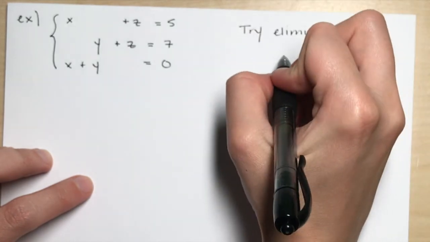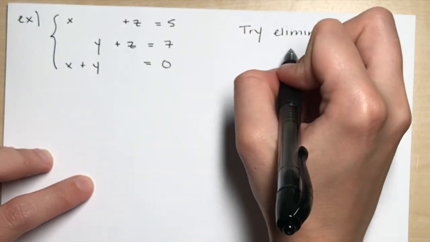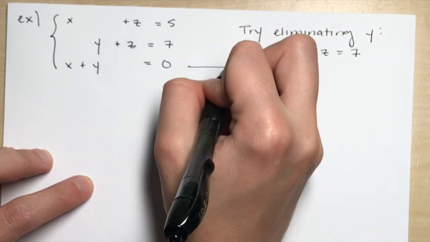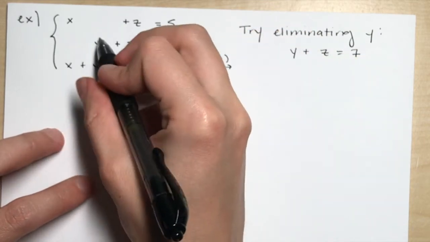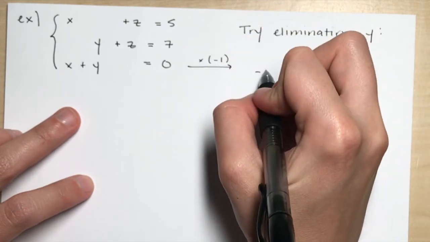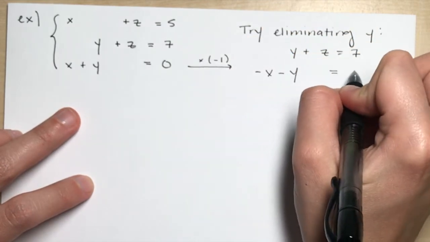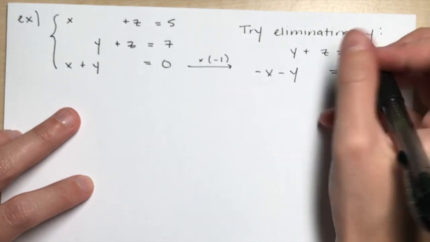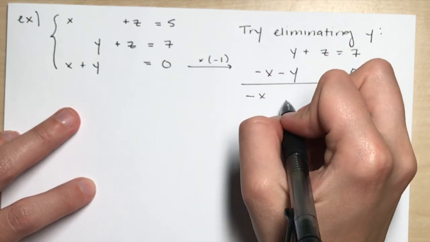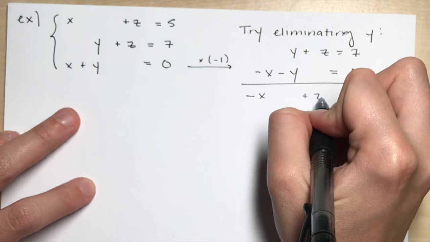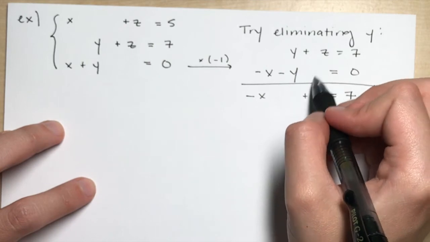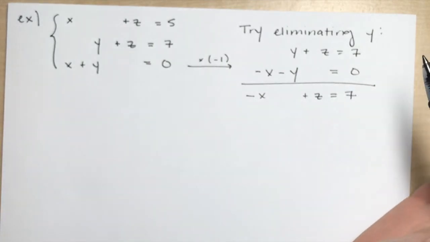So we've got y plus z equals 7. Let's multiply this second equation by negative 1, so we have the same coefficients with opposite values. So negative x minus y equals, well, negative 0 is just 0 still. Let's add these together. Looks like we've got negative x plus 0 plus z equals 7. So we got rid of the y, but we gained a z, which is okay, right?